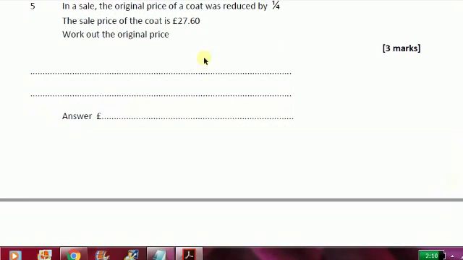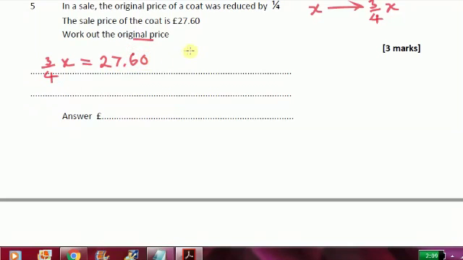Question 5. In a sale, the original price of a coat was reduced by a quarter. The sale price is now $27.60. Work out the original price. You're asked to work out the original price, so let's call that x. And if it's reduced by a quarter, then it means that what remains is 3/4 of x. And we know the final price after the sale is $27.60. So 3/4 x equals the sale price $27.60.